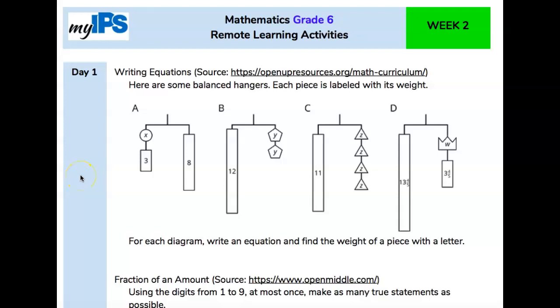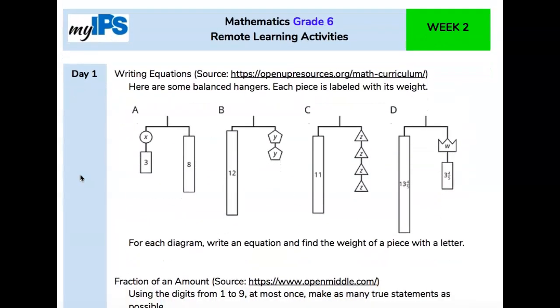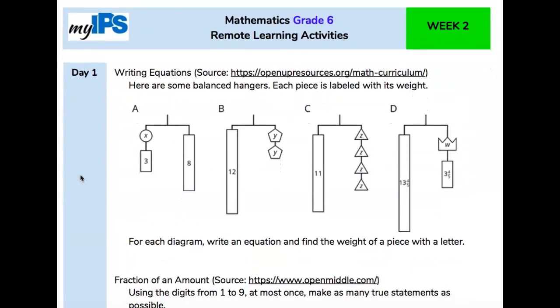Okay, hi sixth graders. We are looking at week 2. Since we've already done week 1, we're going to do a lesson each day now instead of doubling up on lessons. So we're on week 2. The first one says writing equations.